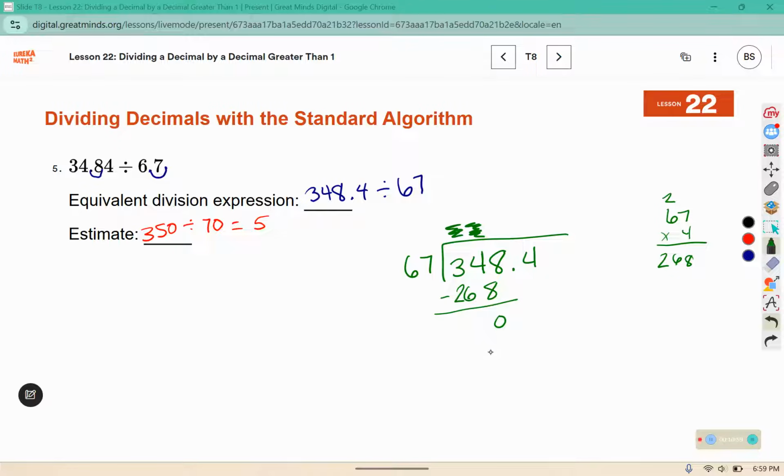34 minus 26. I think it can fit one more time. How about 5? 5 times 7 is 35. 5 times 6 is 30, plus 3 more makes 33. 8 minus 5 is 3. 4 minus 3 is 1. Bring down the 4, so that was a 5 I should put there, with the decimal lined up.